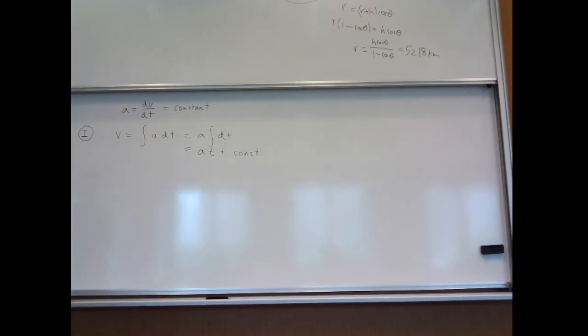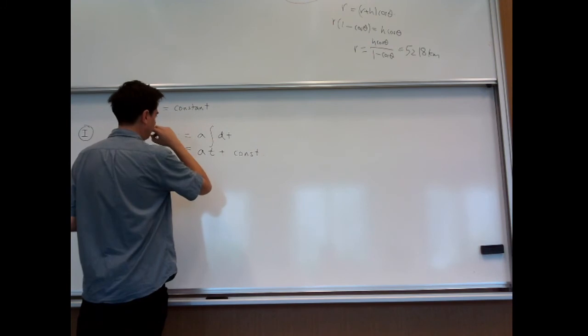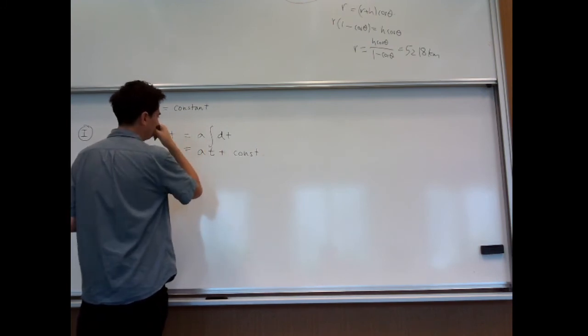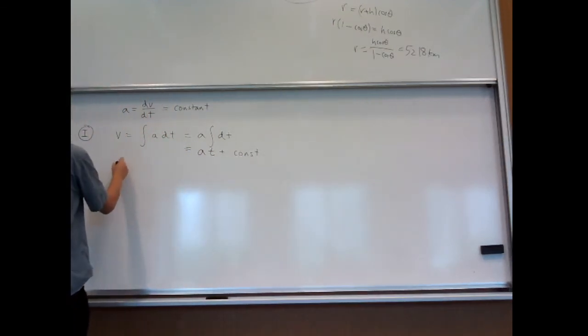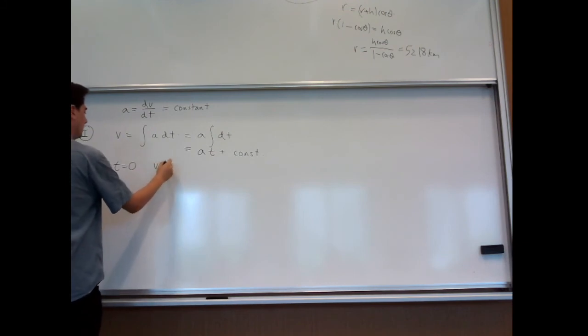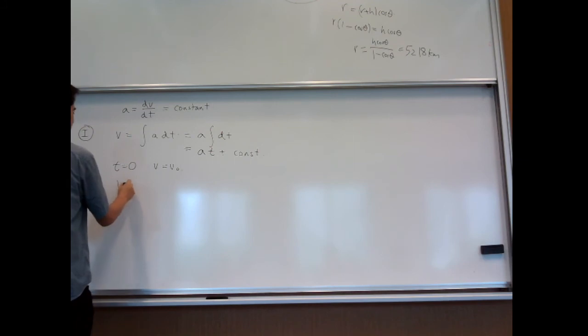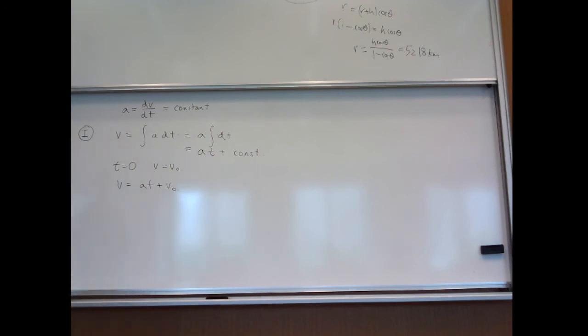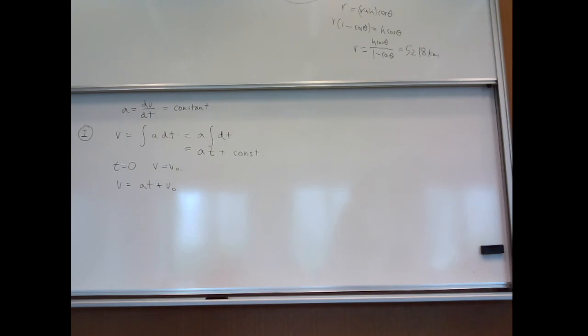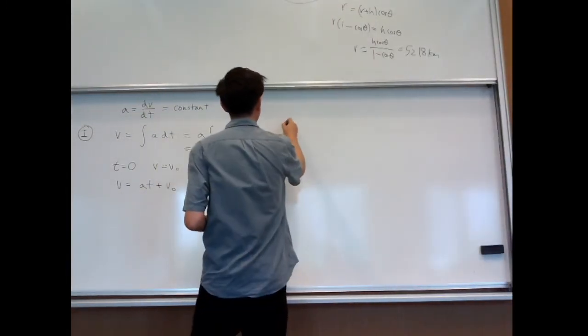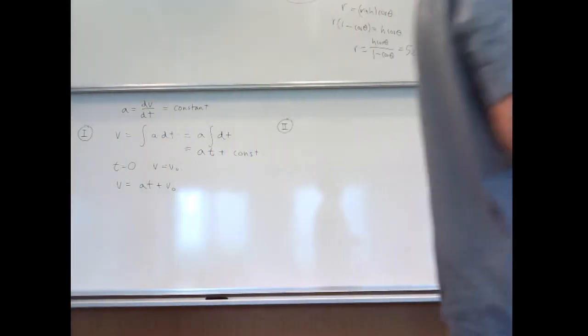What's the constant? Well, this constant we can find because at t equals 0, let's say that the initial velocity is v equals v0. So that means that when we do the velocity, we'll have at plus v0, and then we have our initial condition like this. Okay, so essentially we can just invert the derivative on that. For the second equation, we basically do the same thing.